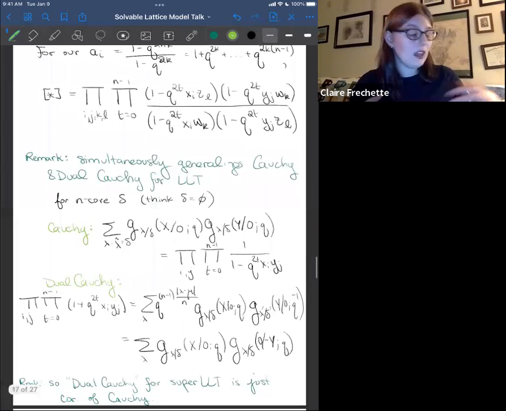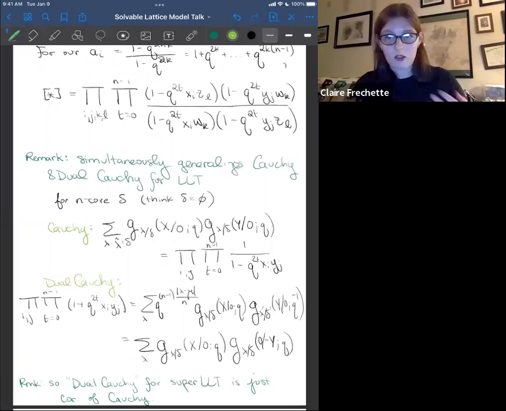So what this means is that there is no dual Cauchy identity for the superLLT polynomials. It just corresponds to a change of basis of your original LLT polynomial. So we just get one Cauchy identity for superLLT.